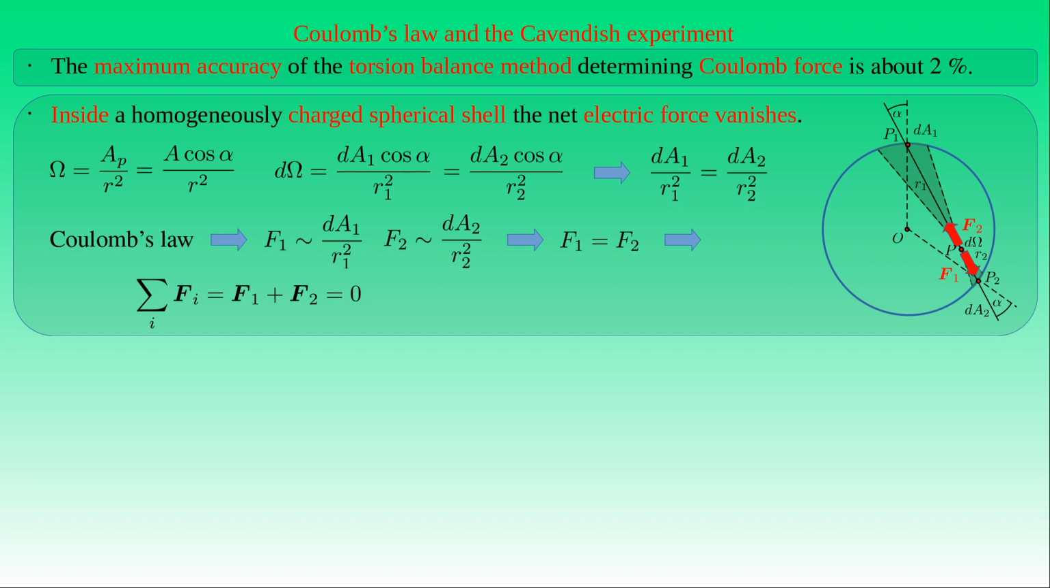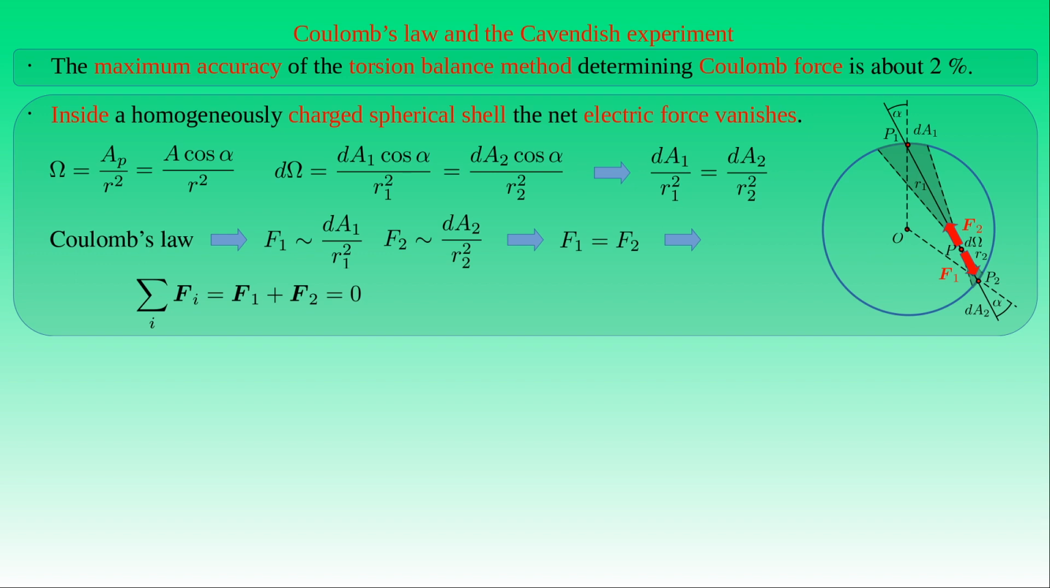Since the point P1 was arbitrary, we can choose any other point on the spherical shell and we obtain the same result. Each charged area element on the shell has its own contribution to the forces acting on any charge at the point P. But at the same time, each area element has its corresponding charged area element on the other side of the point P, which produces an electric force with the same amplitude in the opposite direction. Therefore these forces cancel out.